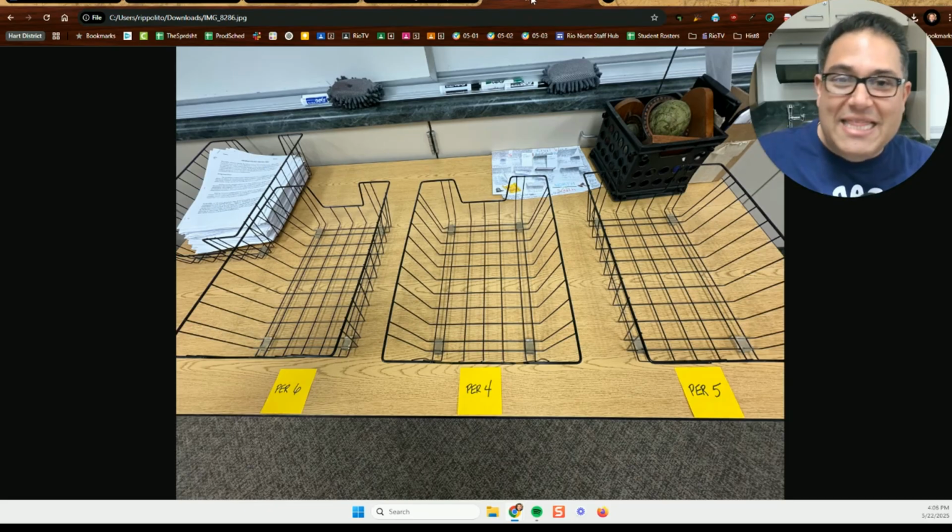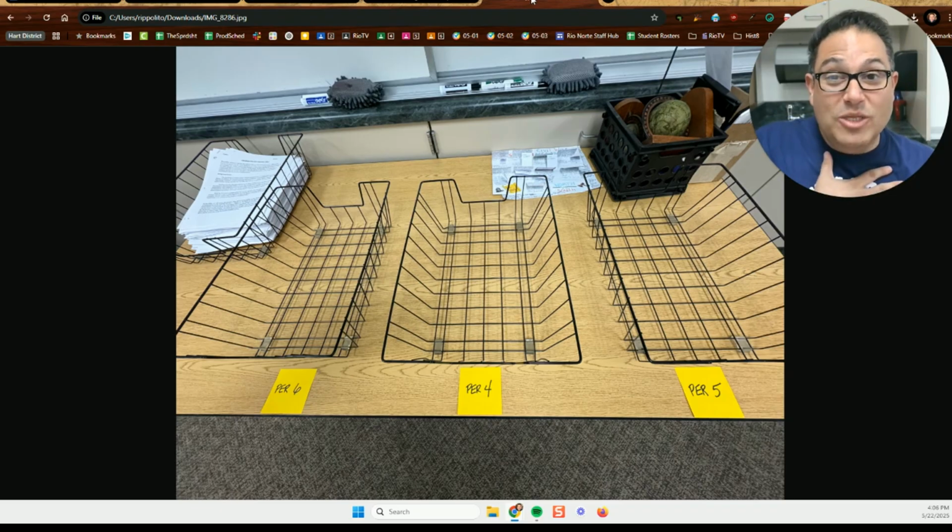This is not turning anything in. This is just storage, a temporary holding place. I will take good care of your stuff as long as you put it in the right basket and your name and period are on both of these. I will take good care of your stuff until after the weekend, when I see you next week, and we should be good to go.